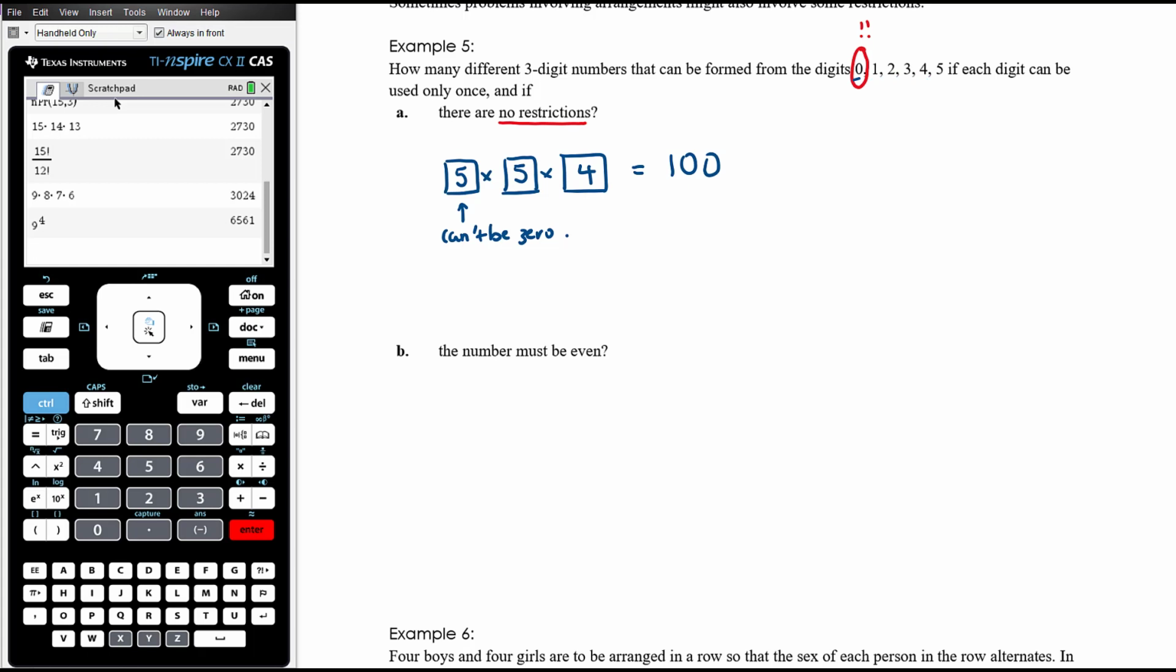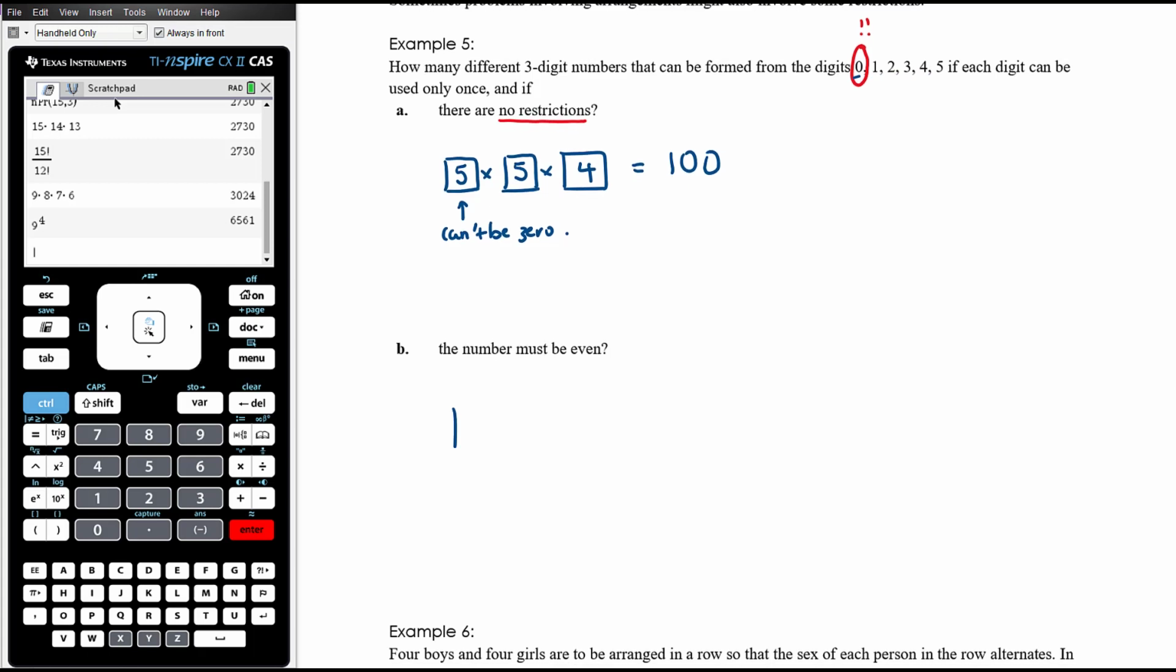Alright, the second option, or part B, is again a 3-digit number, but this time the number must be even. So now we know this one has to be 0, 2, or 4 to get an even number, and this one can't be 0. Now, we've got 2 restrictions on both the first and the third digit, which both involve 0, and so we need to be a bit careful here. Because if the 0 goes here, then there isn't a 0 left to be an option for here, and there's 5 options for here.